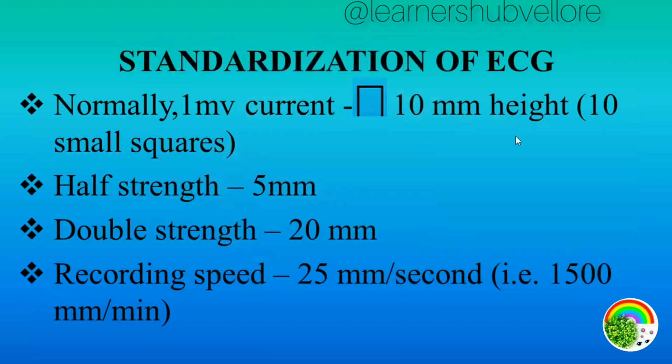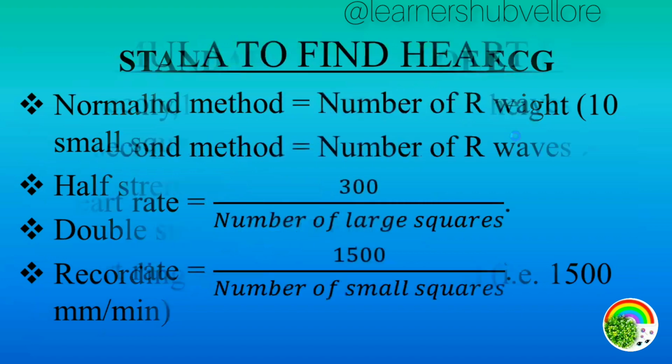Coming to the standardization of ECG, normally 1 millivolt is 10 millimeters in height, that is 10 small squares. Half strength is 5 millimeters, double strength, 5 fours are 20. Recording speed is 25 millimeters per second. That is the normal speed in most ECG papers, but it varies accordingly in certain situations.